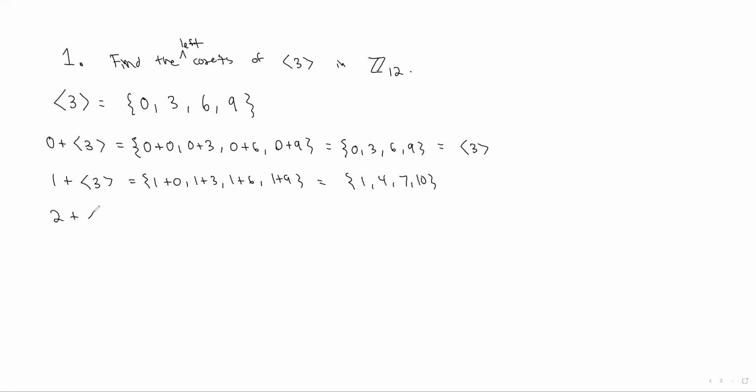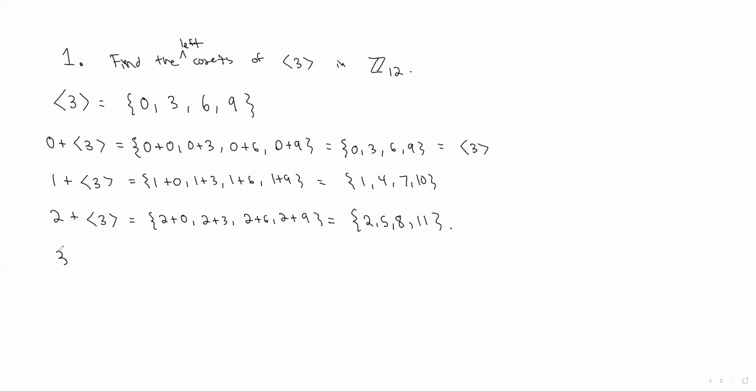What about 2? 2 plus 0, 2 plus 3, 2 plus 6, 2 plus 9. So you get 2, 5, 8, 11. And note that they're all disjoint. I think that should have been something you've proven in class. And then if you do more elements, you actually will just get the same cosets back.